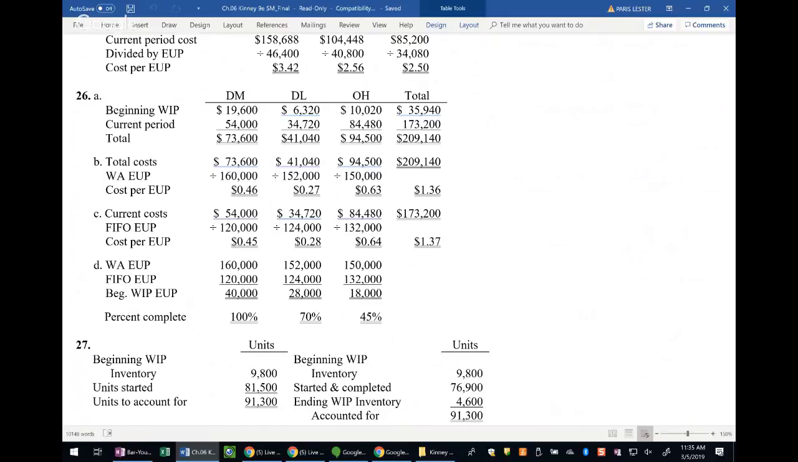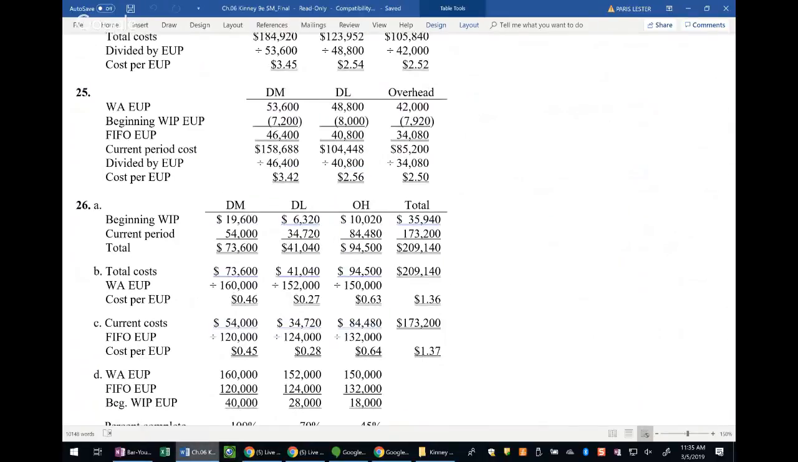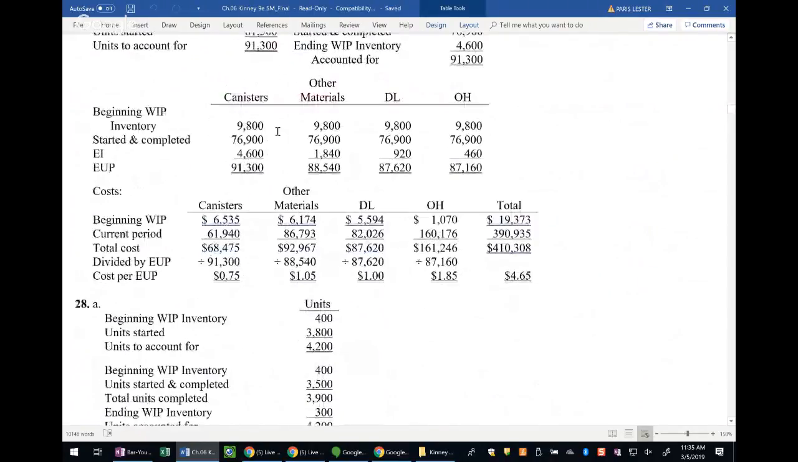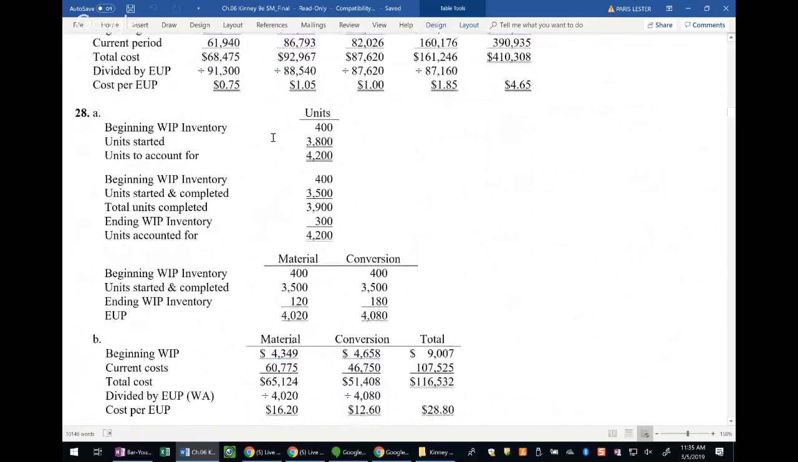28 is weighted average and cost per unit. Beginning work in process, materials, conversion, current period cost. Now, once you start calculating and dividing and get unit costs, it's the same thing over and over. I want you to look at 28.